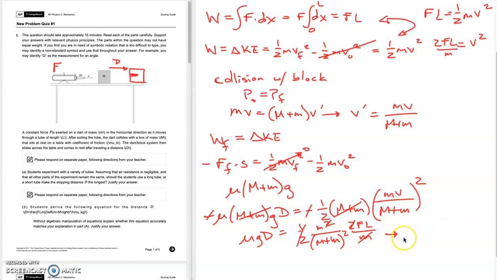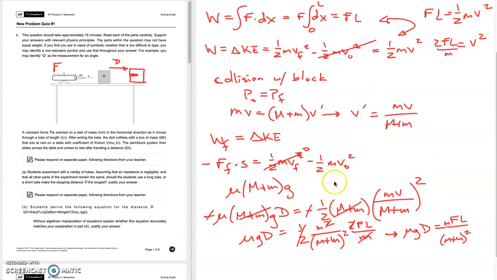So we're going to have mu gD equals m over (m plus M) quantity squared times FL. And you know what? We can stick m, F, L all on top of the equation there.